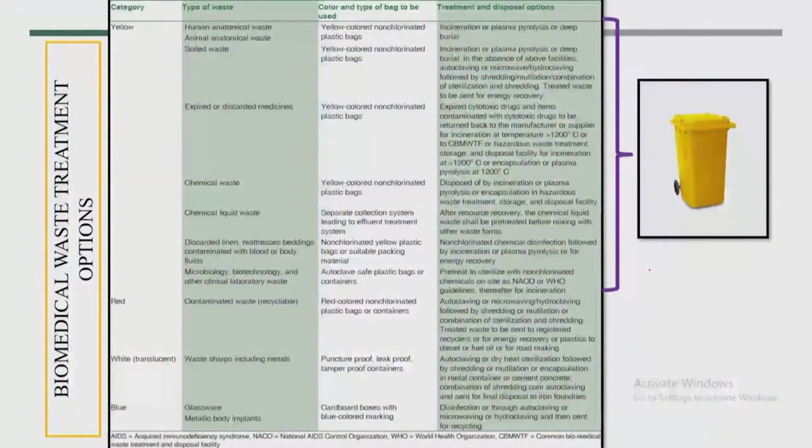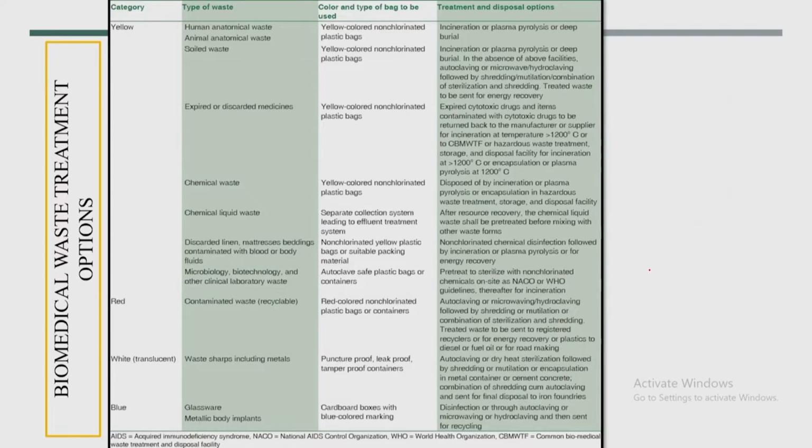dustbins. So, in the yellow bins, what kind of waste is suggested to be disposed, like human anatomical waste or chemical waste, you can also go through that. Even the Biomedical Waste Rules 2016 also suggest the type of waste and what kind of treatment and disposal is proposed. So, mostly this yellow waste is proposed to go for an incineration facility.